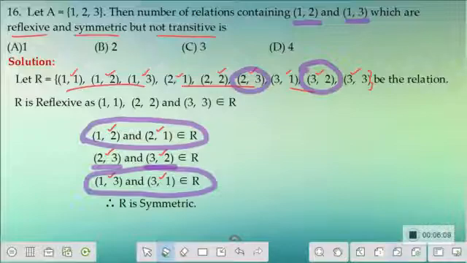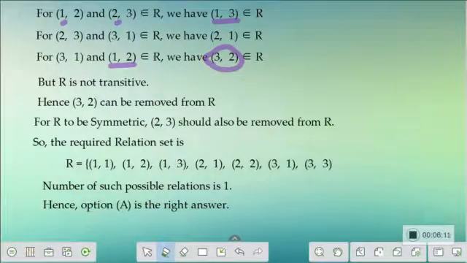Now if I remove 2, 3 and 3, 2, when you check for transitive, you have 3, 1 and 1, 2, but 3, 2 will not be an element in R. So this tells me that the given relation is not transitive. Now you can see the list of elements in R after removing 3, 2 and 2, 3: 1, 1, 1, 2, 1, 3, 2, 1, 2, 2, 3, 1 and 3, 3. So the 9 elements in this set have been reduced to 7 elements. You can check it out here. So this is a set of new relations.